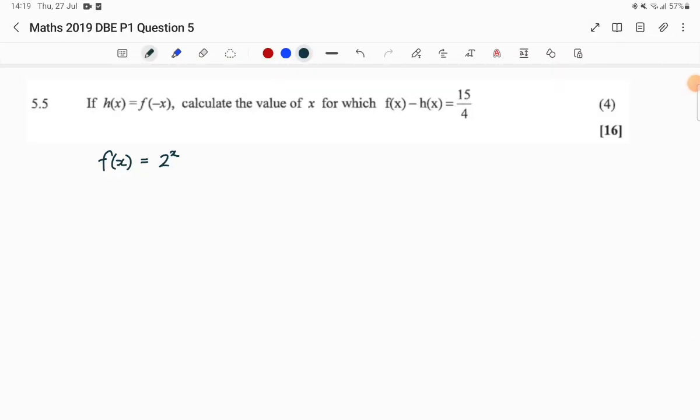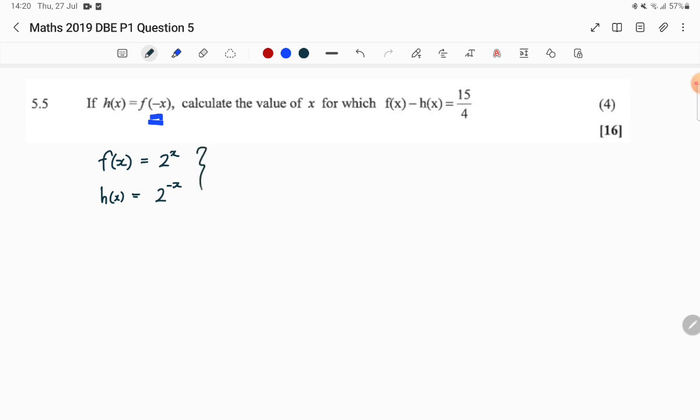5.5, if h of x is equal to f of minus x, there's some sort of reflection there, where h of x is the reflection of f along the y-axis. All right, so we'll sort that out now. So h of x is therefore equal to 2 to the power minus x. And we need to calculate the value of x for which f of x minus h of x is equal to 15 over 4. So this part here basically meant that wherever we see x, we just replace it with minus x, which is what we've done.